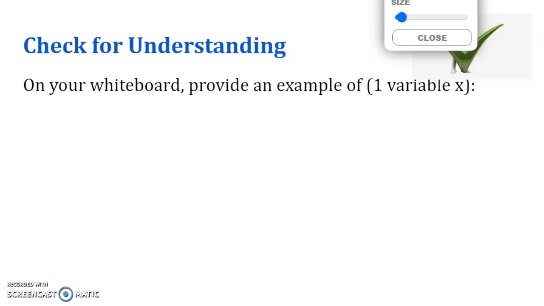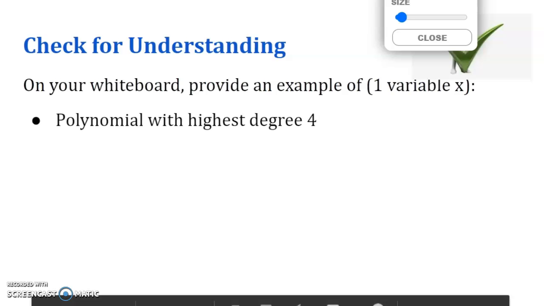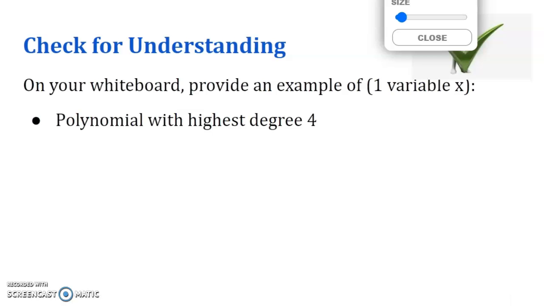Okay, so let's do another check for understanding in your whiteboard file. On your whiteboard, provide an example of one variable x, a polynomial with the highest degree of 4. So the variable is going to be x, so it could be x to the power of 4. The degree is just going to be 4.